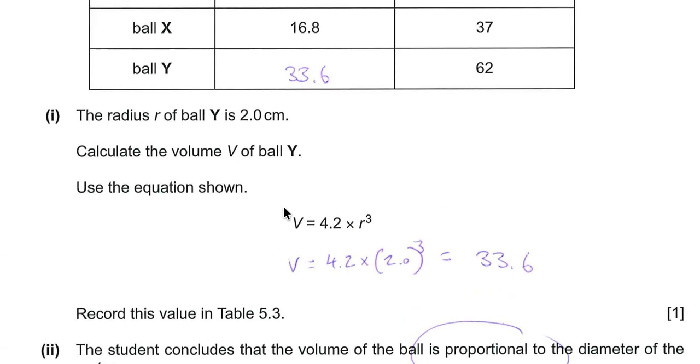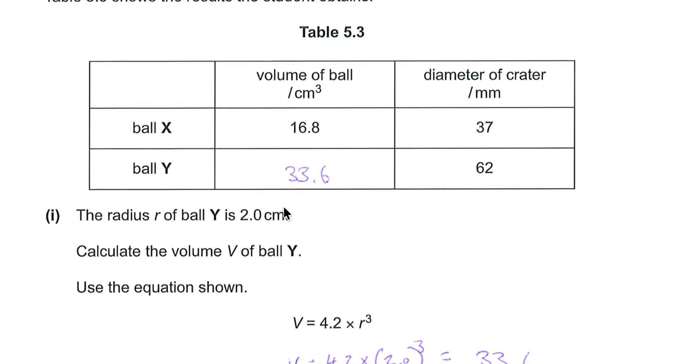Now, how do we know that? If it was proportional, then what we'd be looking for is doubling the values. So if I go from here, you notice here we've got 16.8. We're going to double to 33.6. We've taken the volume and we've doubled it. Now, what we then have to do is check whether this will double. You notice here that 37 doubled makes 74. It does not double to make 62. So what you're expecting to write down here is that when the volume of the ball doubles, the diameter of the crater does not double.